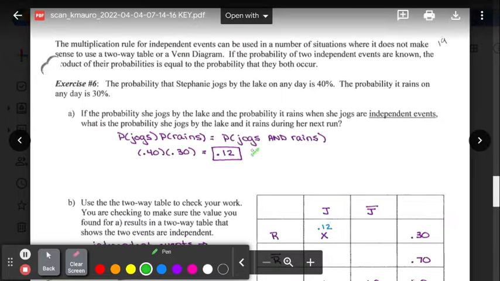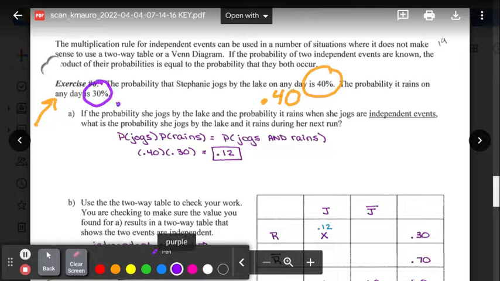So now on page 19, this is where hopefully you can see that using the multiplication rule could make your life a teeny bit easier than having to make a two-way frequency table. So right now we're looking at exercise number 6. The probability that Stephanie jogs by the lake on any given day is 40%. And remember when we did exponential functions and we had to make our percent number usable? I'm going to use 0.40. The probability that it rains on any given day is 30%. We're going to use those numbers.